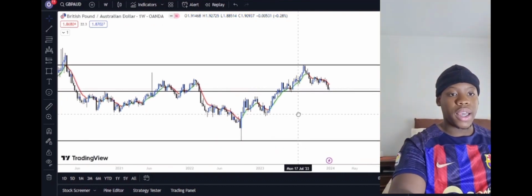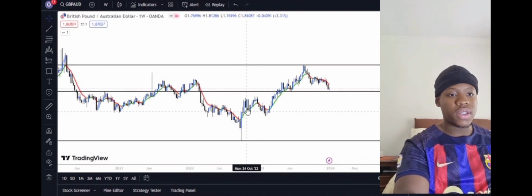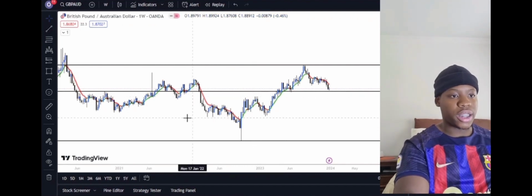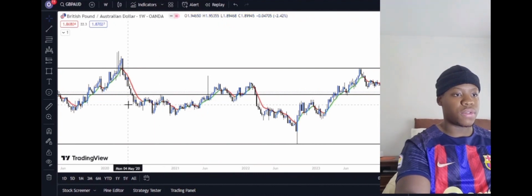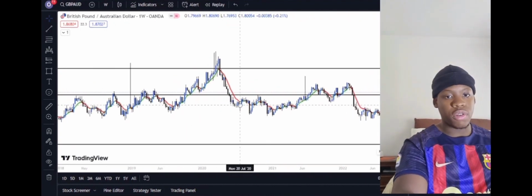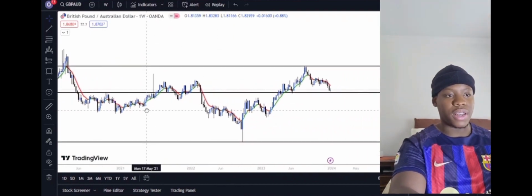So yeah, as I was saying, this is a strong area of support. Market approached the zone over here, failed to penetrate it down, and went up to the upside. Previous area of resistance, market tried to approach the zone over here around the 14th of November 2022 and was rejected down. Previous area of resistance over here, 26th of October 2020. I won't go further, guys, because I don't really like to go past 3 years, because I feel like it defeats the purpose.